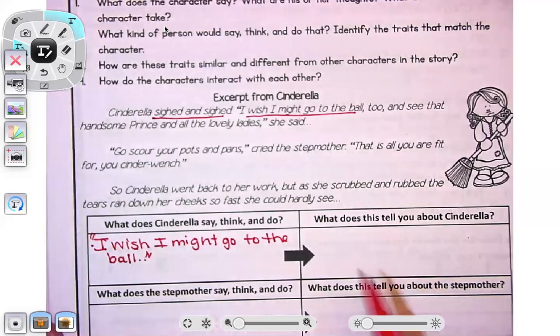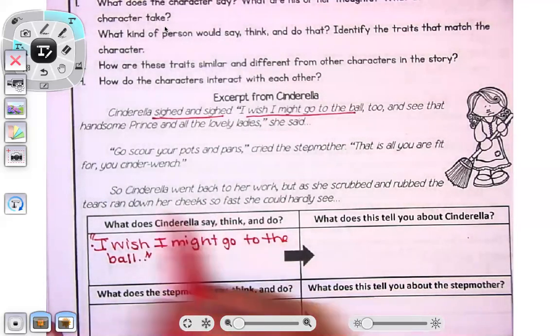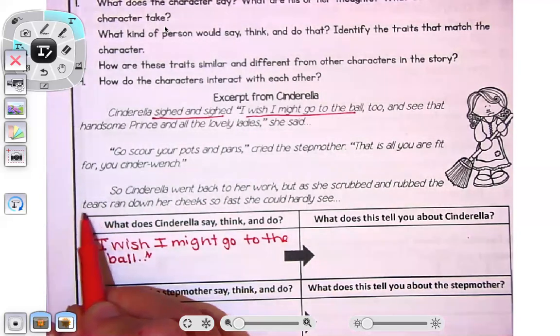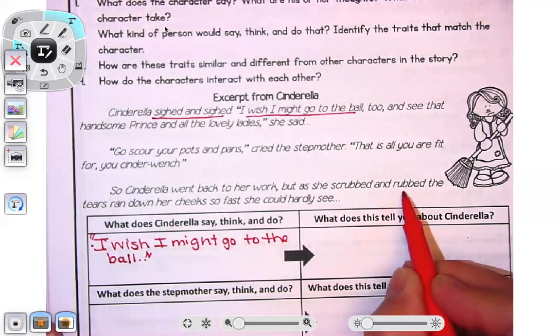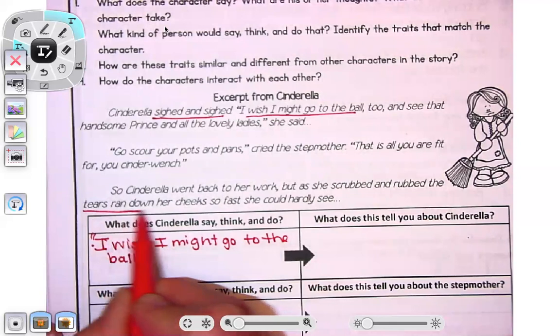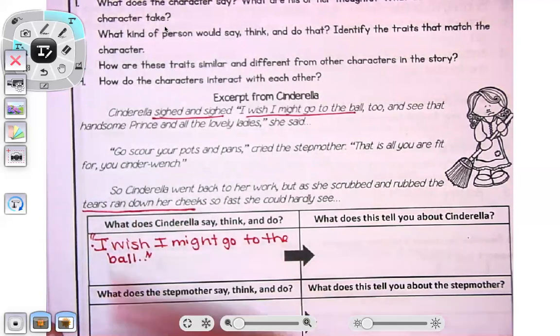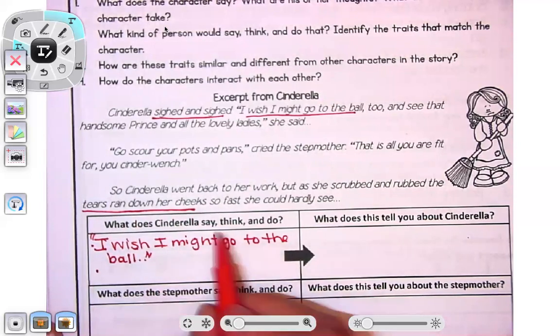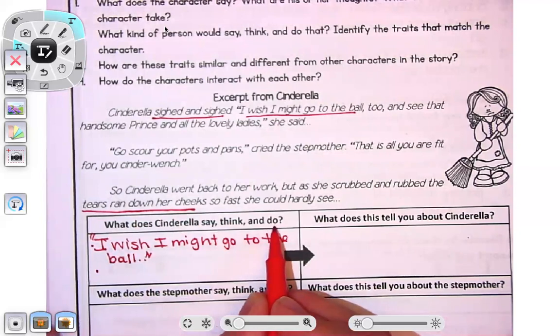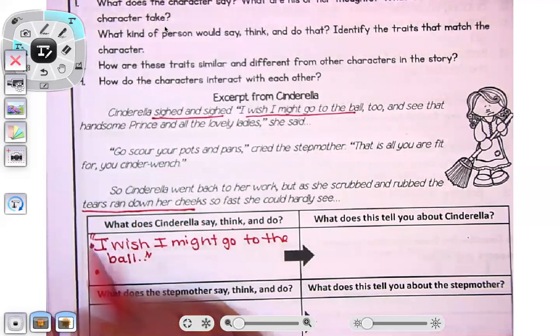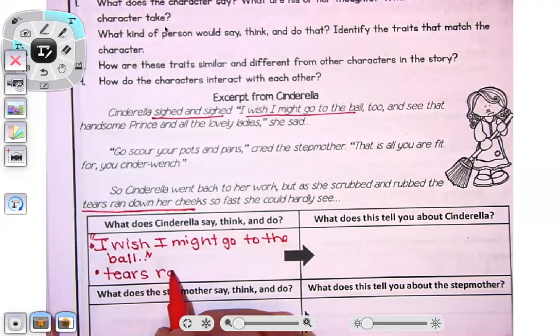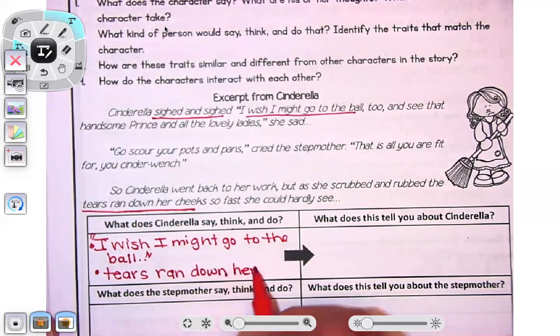And she cried. And that tells you about her character. She rubbed the pots and tears ran down her cheeks. So that's something else that she is doing. She says, thinks, and does. That's going to help build up the plot of the story. Tears ran down her cheeks.